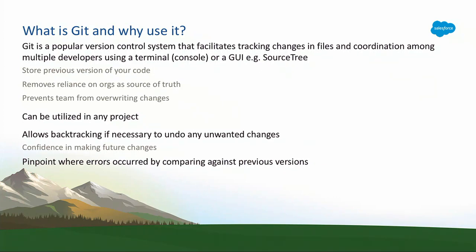Also, it allows you to pinpoint where errors are. If you find an error, you can look at your commit history and see, okay, this is the first place I'm going to look for where that error might be, because it's the most recently changed files that I'm looking at.